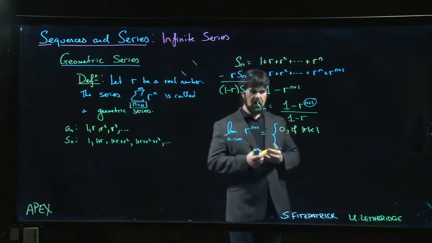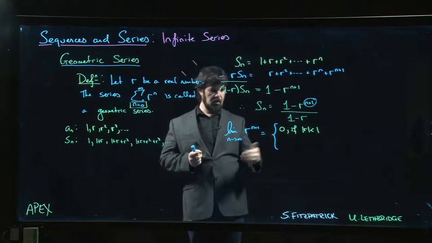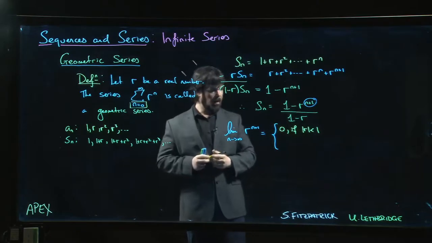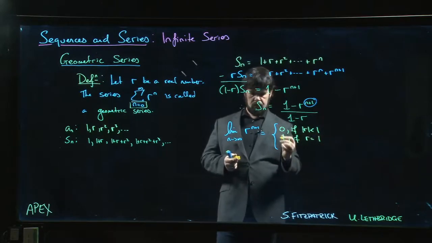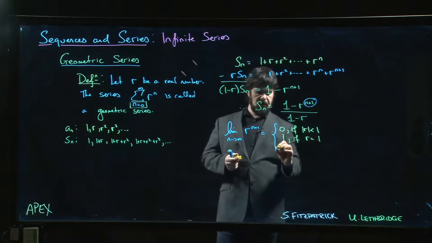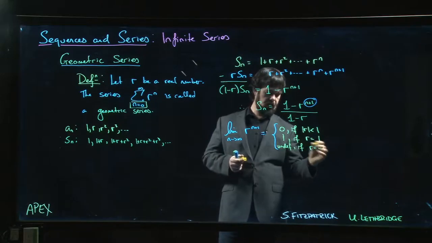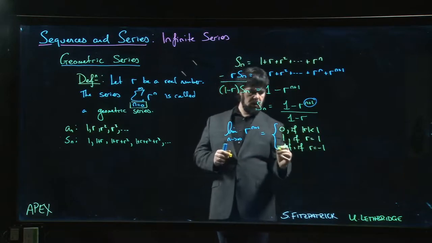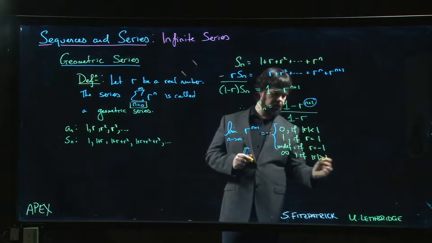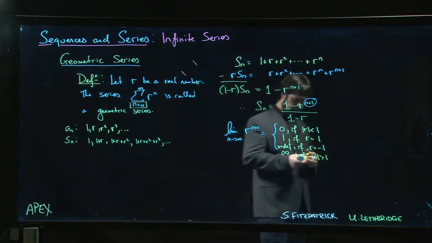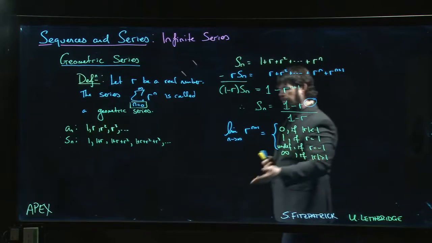Because if you take a number that's less than 1 in absolute value and you raise it to a higher power, it gets smaller and smaller, and you get 0 in the limit. It's equal to 1 if r is equal to 1. It's undefined if r is equal to minus 1, because it's just going to flop back and forth between 1 and minus 1. And it's going to be infinite if the absolute value of r is bigger than 1. All right, so these are not too hard to work out. You can convince yourself that these are true.